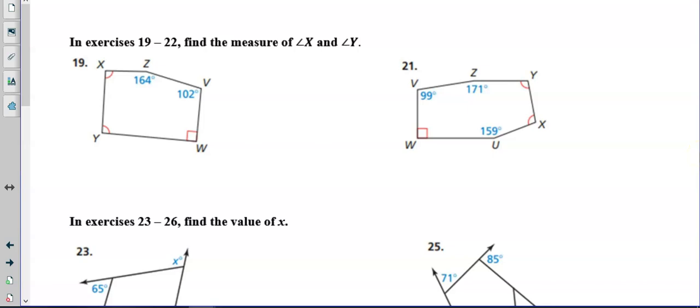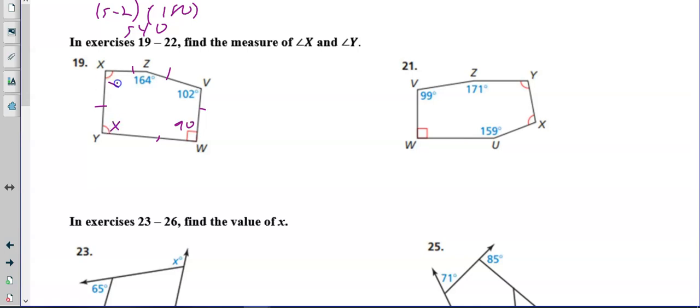Okay, 19 takes it a little bit to another level, a little trickier. So we have 1, 2, 3, 4, 5. Okay, so we're going to figure out how many degrees that is. 5 minus 2, which is 3, times 180 means there is 540 degrees in this shape. Now this is 90. Okay, so let's figure out what's left.